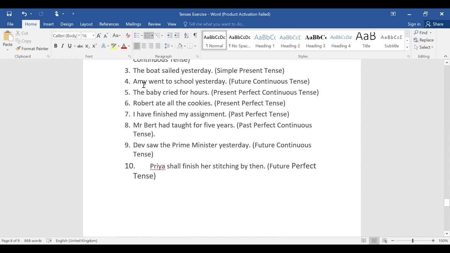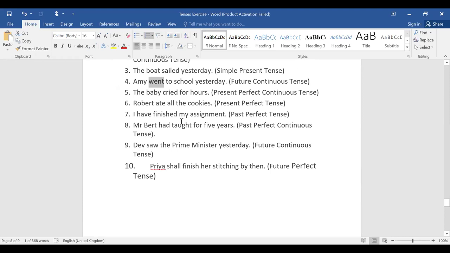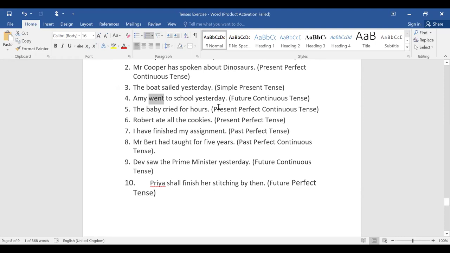And let's go to four. Amy went to school yesterday. Went. That is the past. Went is the verb. It's past tense. What is the present tense of went? Hello, guys. What is the present tense of went? Go. And we want future continuous. Go. Amy will be going to school tomorrow. Yes, Amy will be going is correct. Has been is present perfect continuous, so will be is future continuous tense.